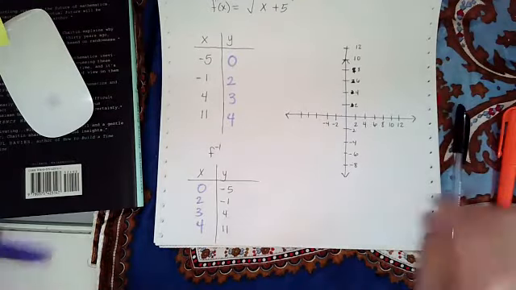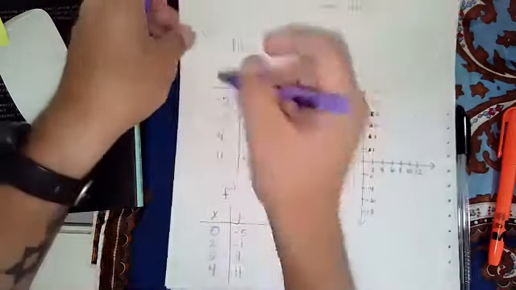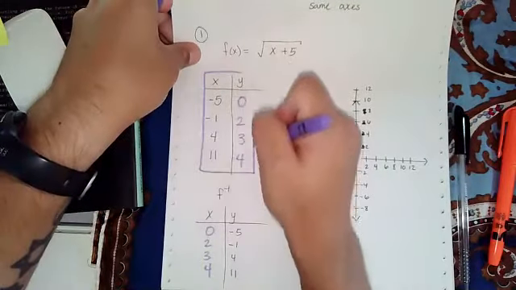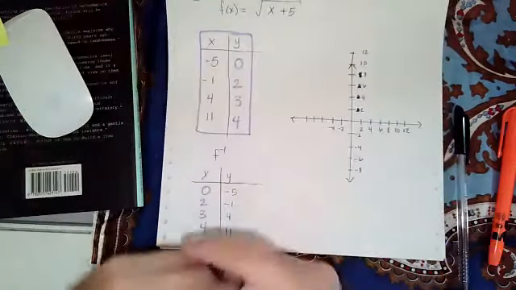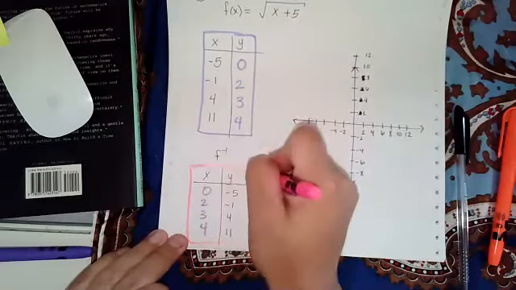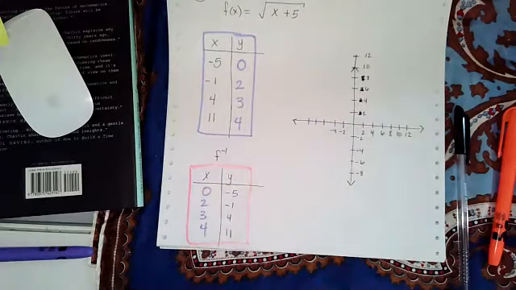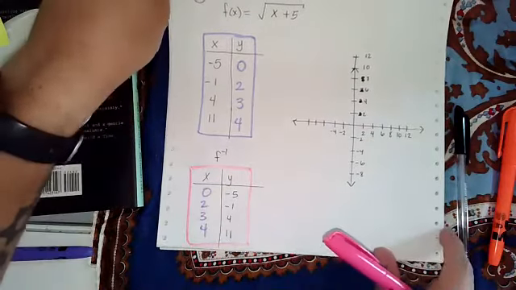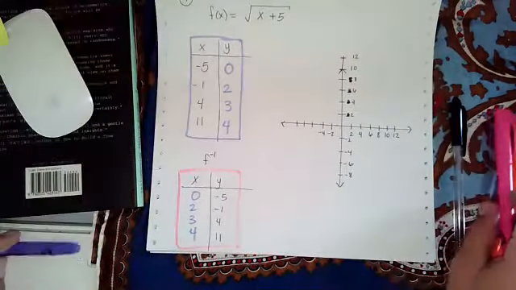So for the first function, I'll go ahead and use purple to plot these guys. And I'll use pink, a different color, to plot these guys. It doesn't matter what your color scheme is, but I highly recommend that you use 2 different colors. It's just going to make everything pop.